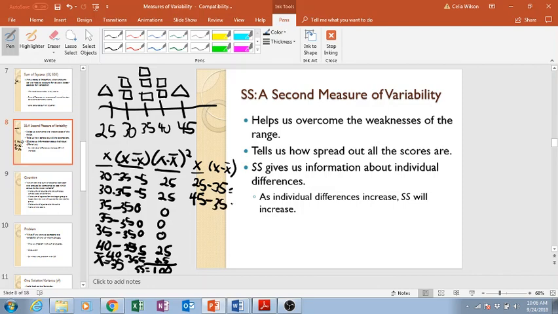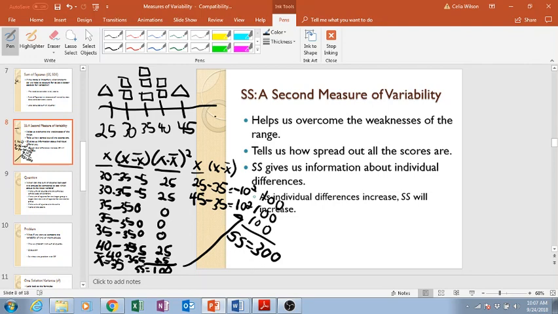All right, and now what do I get here? 25 minus 35, -10, and then positive 10. And then if I square those, which is this next part, right? Then I'll get 100 and 100. So if I take my previous sum of squares and add my new amounts, my new total sum of squares is 300. All right, can you see that?